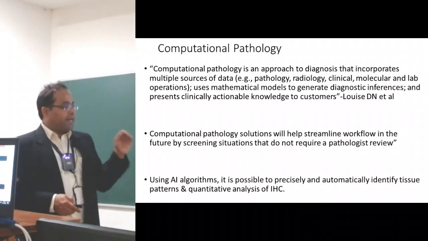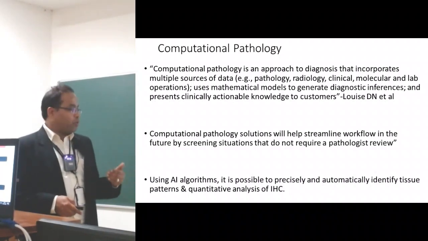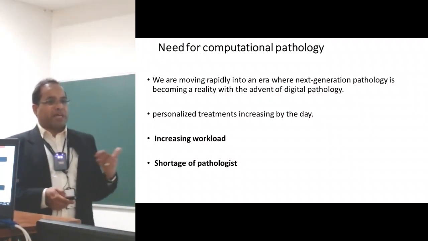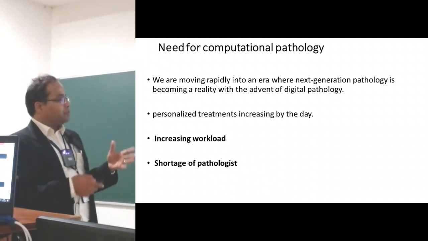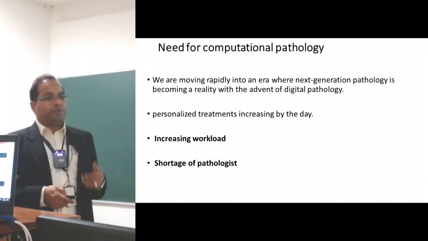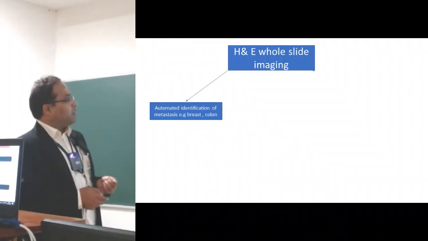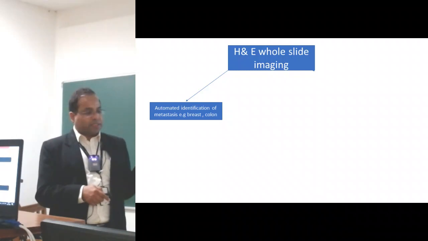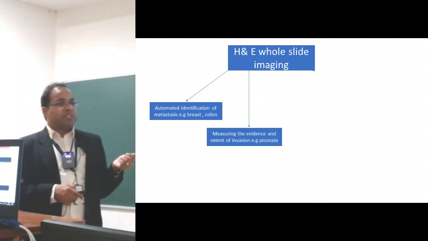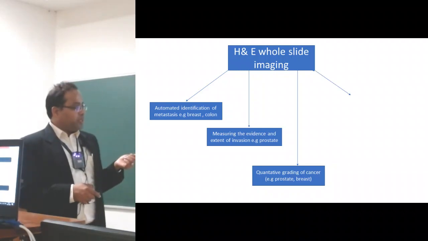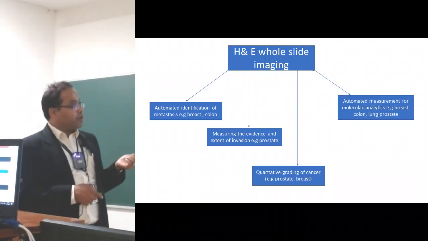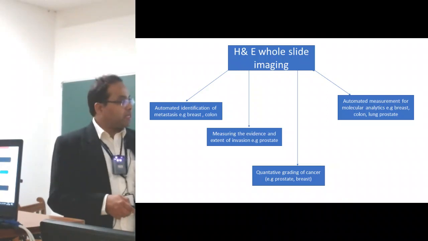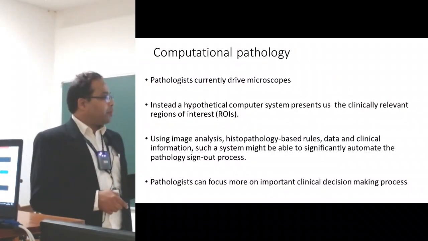So the main thing is to identify the tissue patterns in H&E and quantitative analysis of immunohistochemistry. Because of personalized treatments, our workloads are gradually increasing day by day, and due to a shortage of pathologists, this has to be the way forward in which we can overcome this workload. So what it does, it can enable automated identification of metastasis in breast and colon, measuring the evidence and extent of invasion, for example in prostate, cumulative quantitative grading of cancer, for example in prostate and breast, and automated measurement of molecular analytics, such as all the prognostic markers that we could do in breast, colon, lung, and prostate.